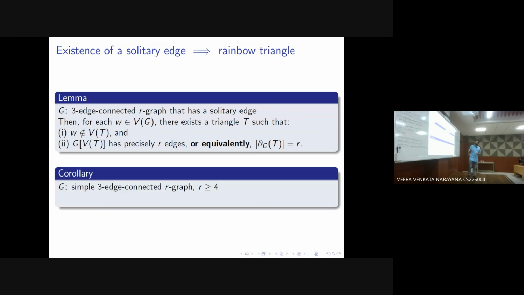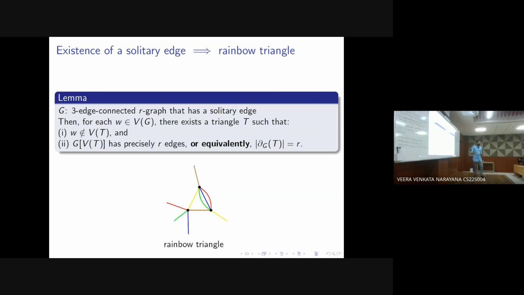Okay. As a corollary, we'll get the following. If you take any simple 3-edge-connected r-graph, so this is T, W is anything outside. If you take any W, I can show you one triangle not containing W with the following property. For each vertex, I can show you a triangle not containing that vertex with the following property.